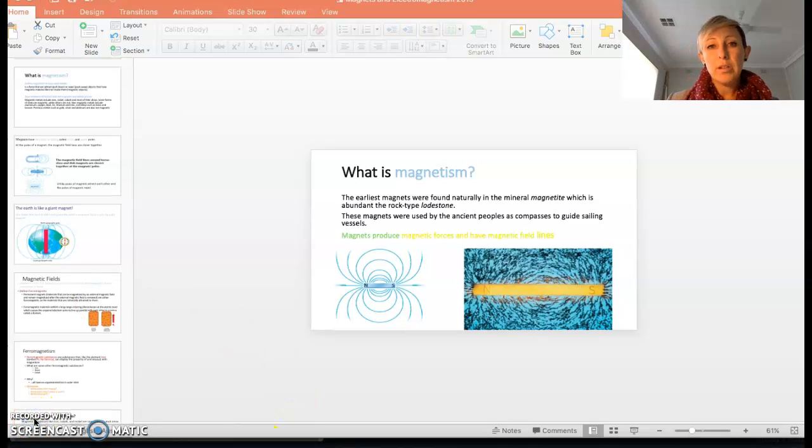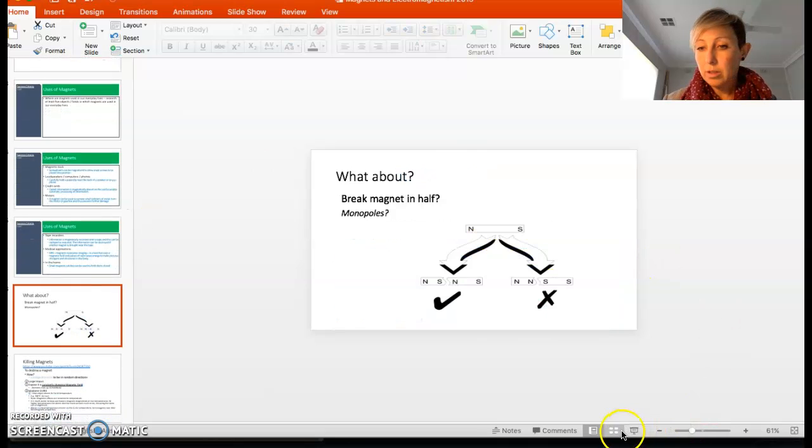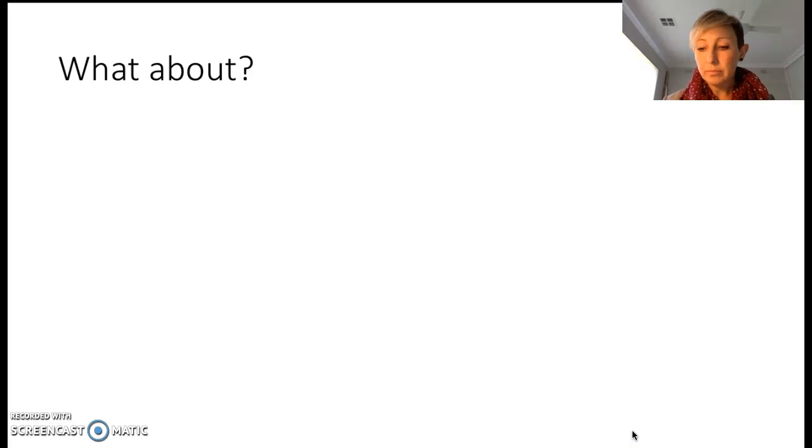There are two more things that you need to know about magnets and magnetism as part of this first learning intention. One of them is about breaking magnets. So let's see if we can find the slide. Here we are. Just have a look at this one.